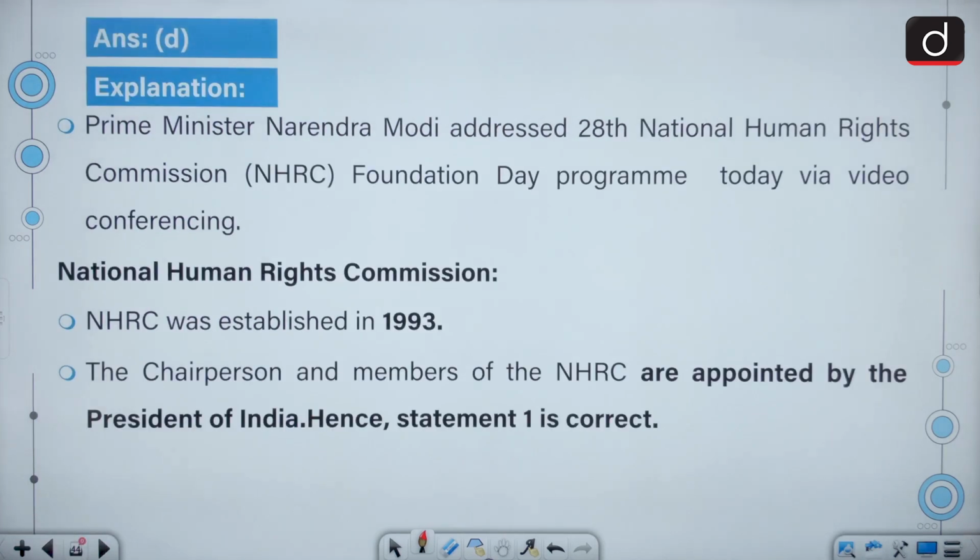Prime Minister addressed the 28th National Human Rights Commission Foundation Day program today via video conferencing. NHRC was established in 1993. The chairperson and the members of the NHRC are appointed by the President of India.